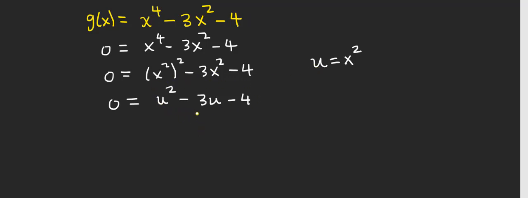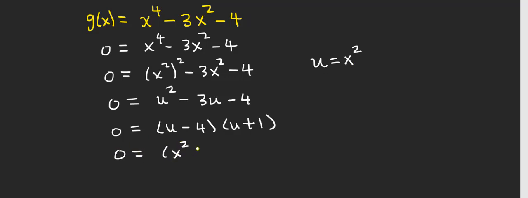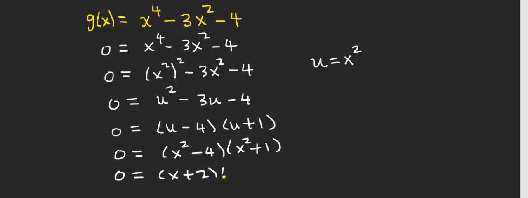Now check this out. This is factorable, right? So you get 0 equals u minus 4 and then u plus 1. Now we're going to go back to terms of x. So instead of u, we put x squared minus 4 and then x squared plus 1. Now, can we factor x squared minus 4? Yes. It becomes x plus 2 times x minus 2. Unfortunately, x squared plus 1 is a sum of squares, so we cannot factor it.